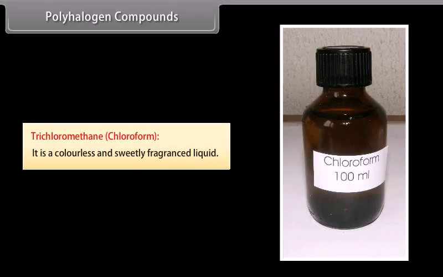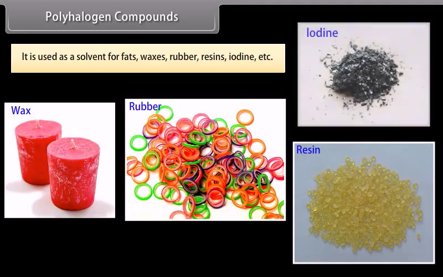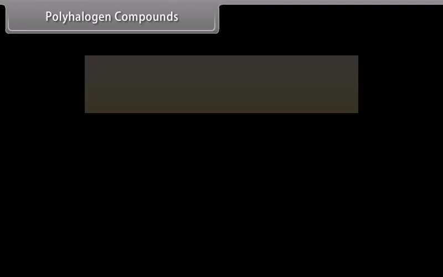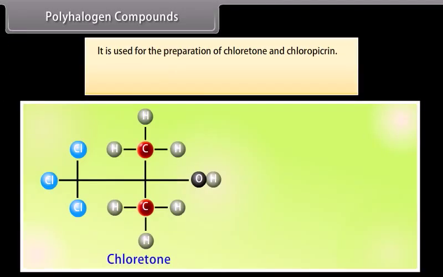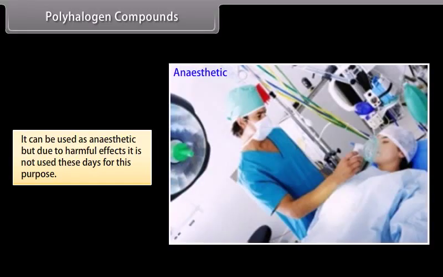Trichloromethane, chloroform. It is a colorless, sweetly fragranced liquid. It is used as a solvent for fats, waxes, rubber, resins, iodine, etc. It is used for the preparation of chloretone and chloropicrin. It is used in the laboratory for the test of primary amines, iodides and bromides. It can be used as an anesthetic, but due to harmful effects it is not used these days for this purpose.